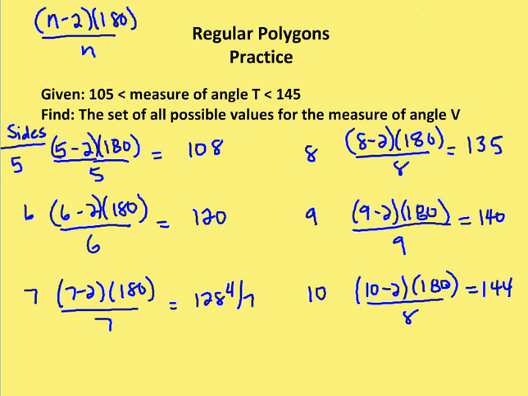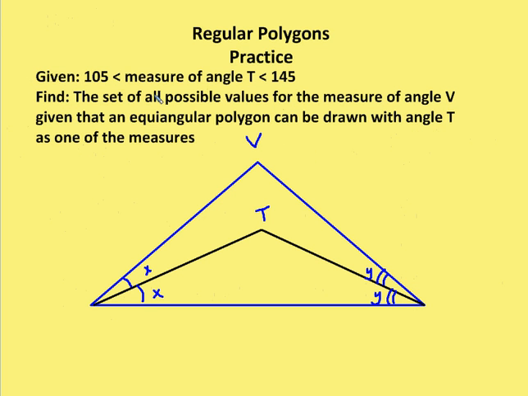Okay, now that we have the measure of the interior angles, or the possible values for t, we're going to move on and figure out what the value of v is going to be. So remember, going back to our original problem, we said we have this restriction on t. We want the measure of angle t to be an angle that could be part of a regular polygon. We figured out the possible numbers of sides where t could be an angle given the restrictions. We found that those were 5, 6, 7, 8, 9, and 10.